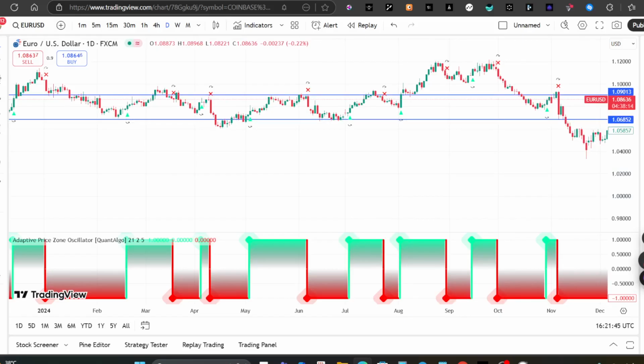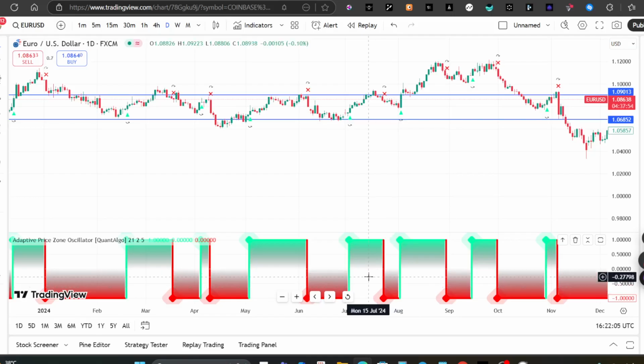Now it's important to also combine this indicator with other indicators. The price zone oscillator works best when combined with other technical indicators such as moving averages, MACD, or RSI. While the price zone oscillator helps you identify where price is likely to move, using additional indicators will give you more confidence in your trade decisions.